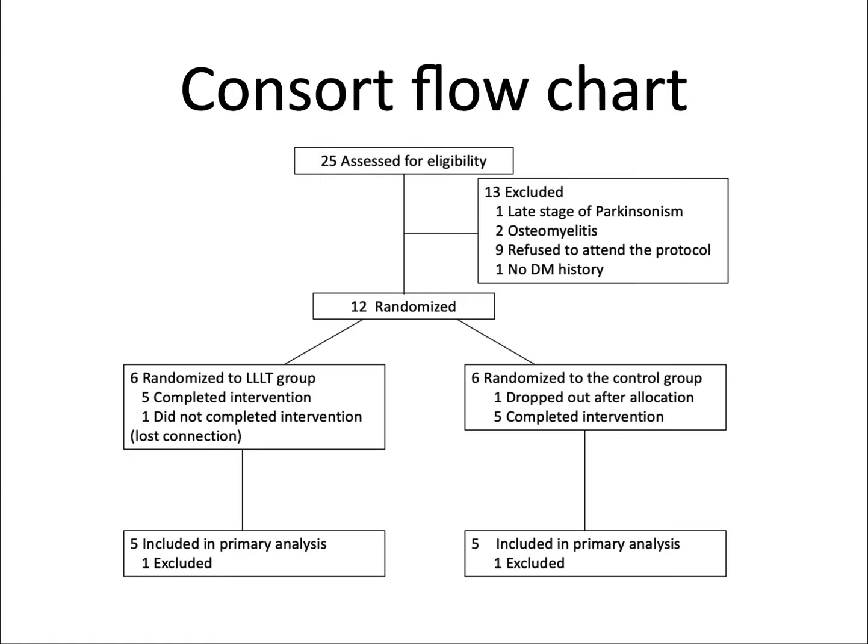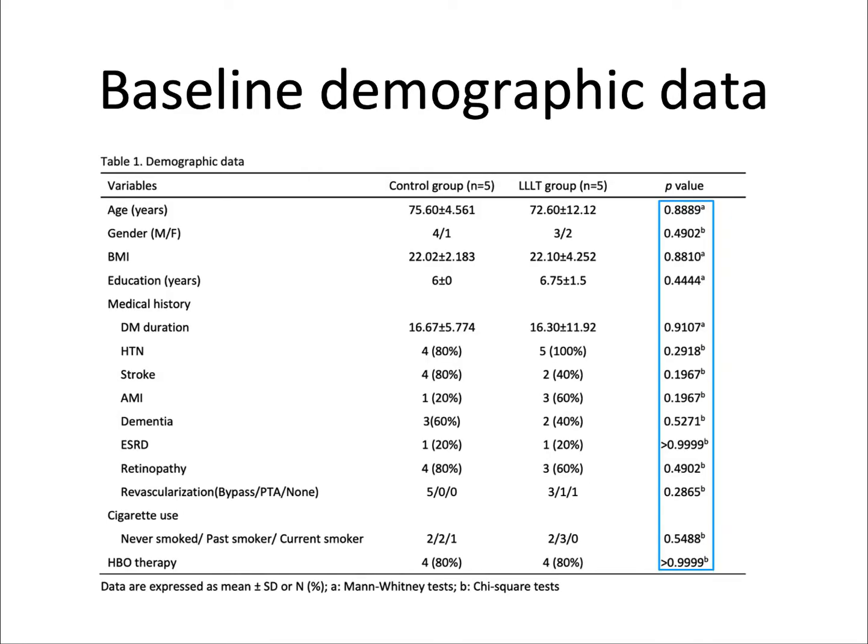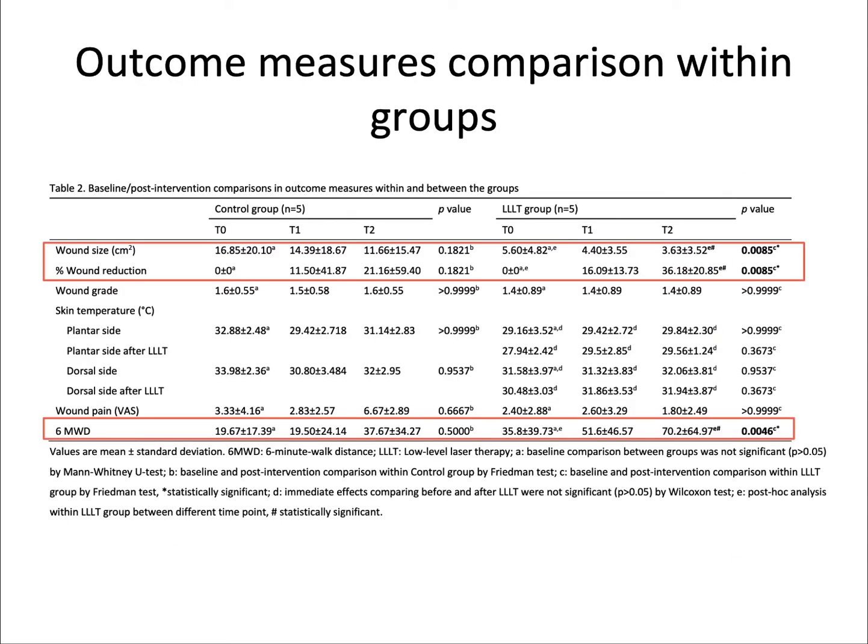Here's the result. After we assessed 25 participants for eligibility in 1 year, 13 were excluded, mostly because they refused to attend the protocol. Finally, we got 5 in each group included in the primary analysis. Here is the baseline data. There was no significant difference in the characteristic data.